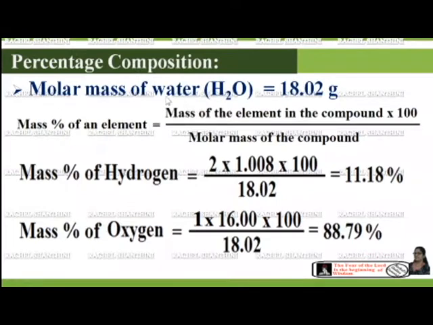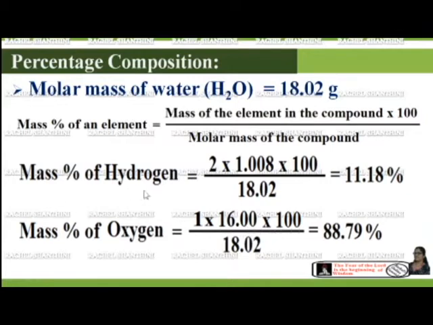We know that the molar mass of water is 18.02 grams and the constituent elements present in water are hydrogen and oxygen. To find the mass percentage of an element, we have the formula: mass of the element in the compound divided by molar mass of the compound into 100. To find the mass percentage of hydrogen in water molecule, we have 2 hydrogen. So 2 into 1.008 divided by 18.02 into 100. To find the mass percentage of oxygen in water molecule, we have 1 oxygen in water molecule. So 1 into 16.00 divided by 18.02 into 100.